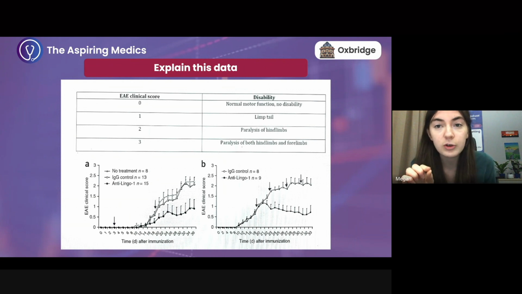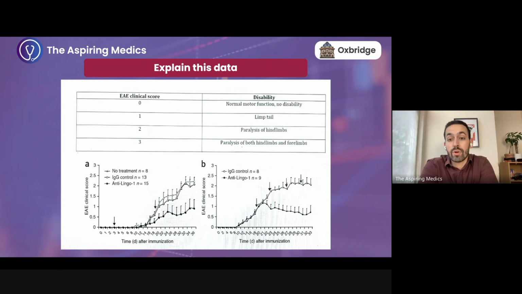So one is no treatment, one showing the IgG, I think that's probably standing for some sort of antibody, immunoglobulin. So that's an antibody treatment as a control, and then a treatment called anti-lingo-1, which I'm not too sure what that is. So it's an antibody against a specific protein that they think could be contributing, at least, to multiple sclerosis in mice. Yeah. Okay.